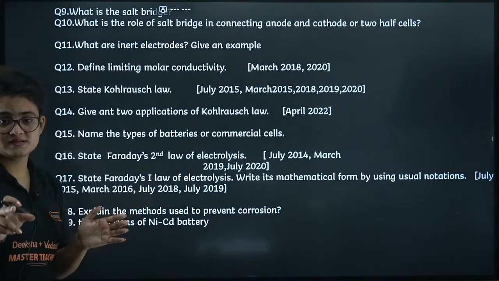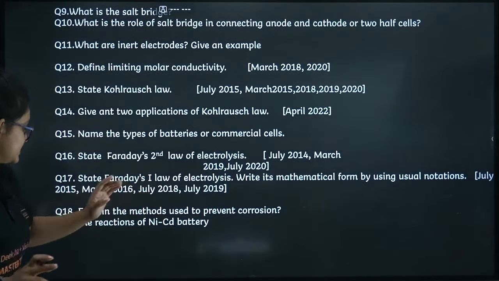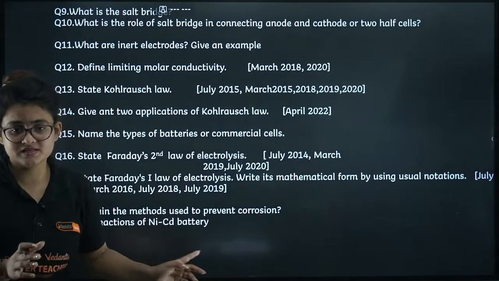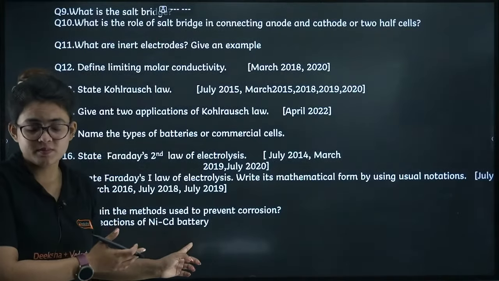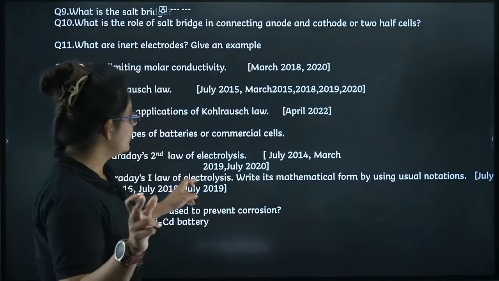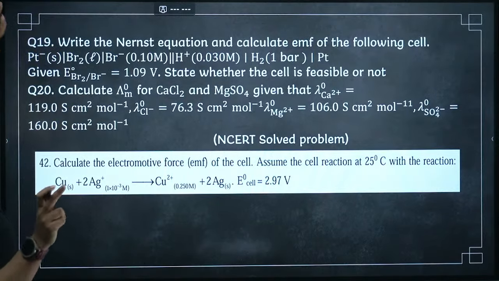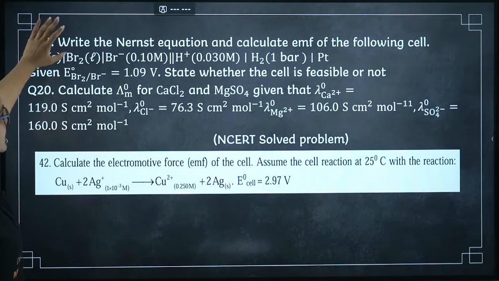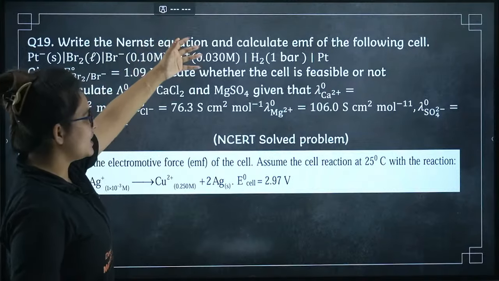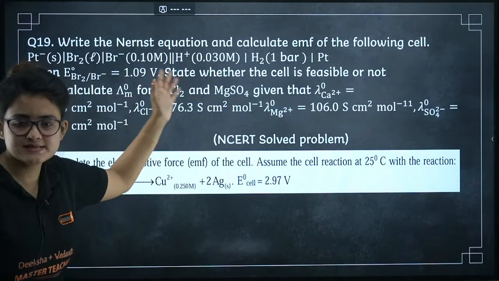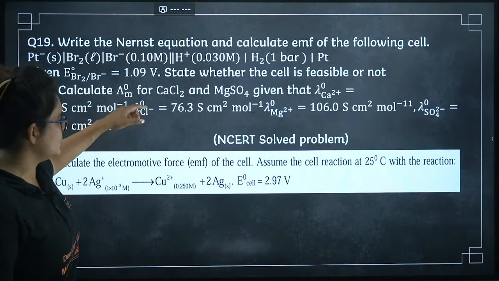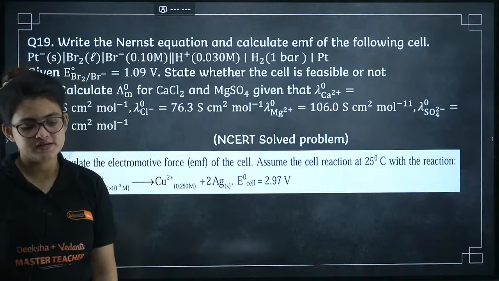A diagram-based question was there on the basis of corrosion. So don't forget to study that. And the reactions of the nickel cadmium battery are also going to be important because they are also from the model paper. So don't forget to go through them. Next you can see one question, and numerical-based questions are there. The first one you can answer on the basis of the Nernst equation, and in this question, lambda m0 and lambda 0 and all these values are given. It is from Kohlrausch's law itself.